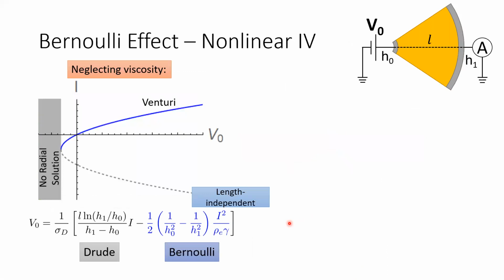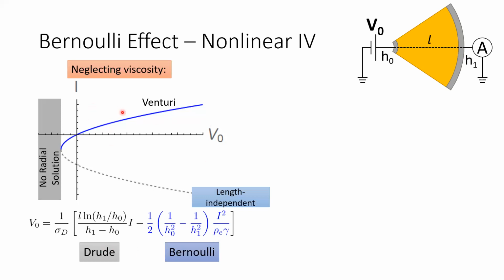You can go ahead and just run the math of solving Navier-Stokes to see what you get for the IV characteristic. To do this analytically, we're going to neglect viscosity for now, and assume that our flow profile is completely radial, with no theta components. This is what you get: a linear Ohmic term, which is what you would normally expect for a resistor in this shape, and then the Bernoulli contribution, highlighted in blue, which is quadratic in I.